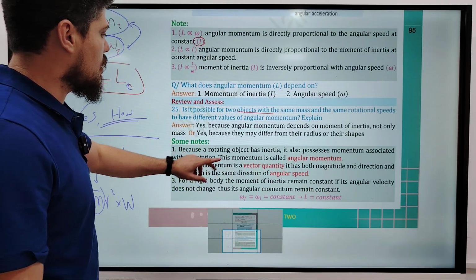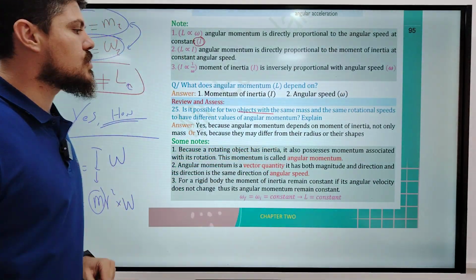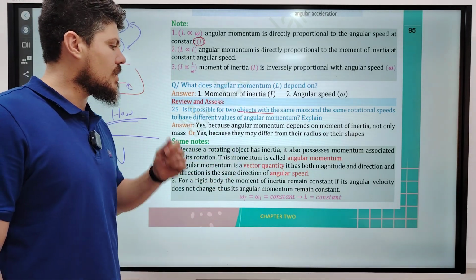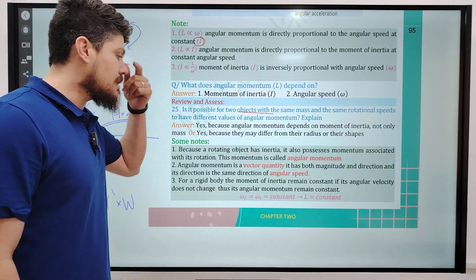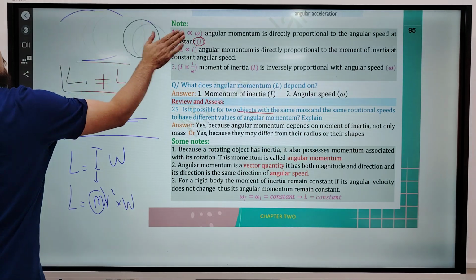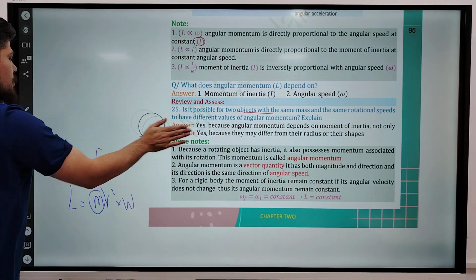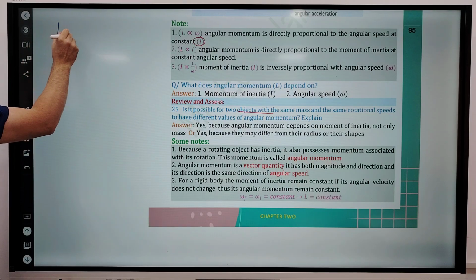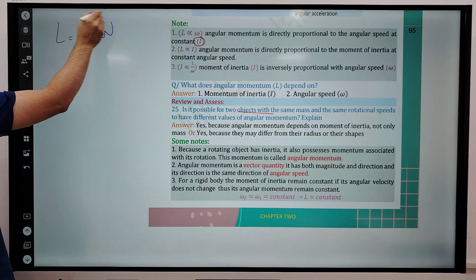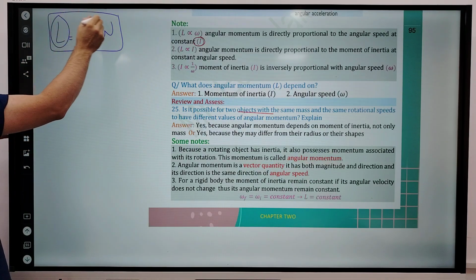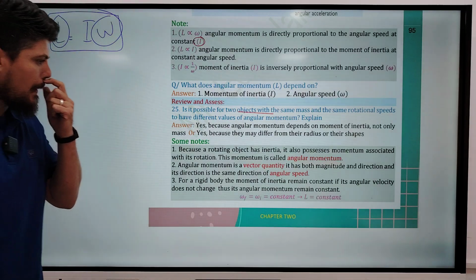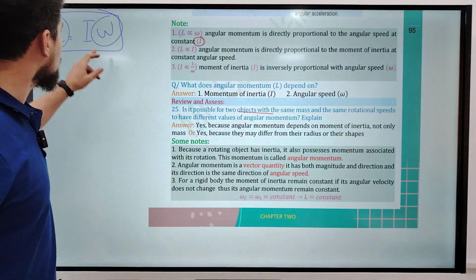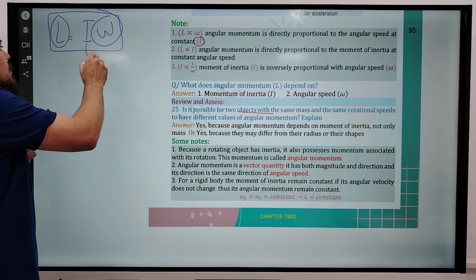Because a rotating object has inertia, it also possesses the momentum associated with its rotation. This momentum is called angular momentum. Angular momentum is a vector quantity. What do you mean by vector quantity? It means that angular momentum has both magnitude and direction. Its direction is the same as the direction of angular speed, because moment of inertia is a scalar quantity.